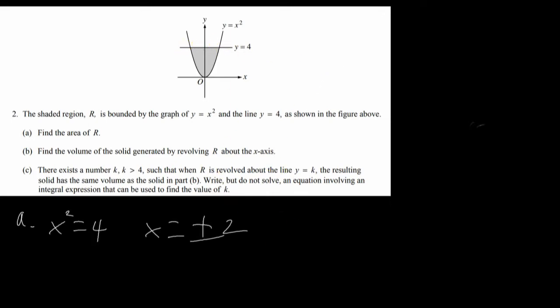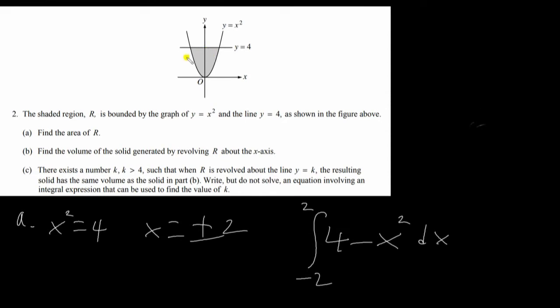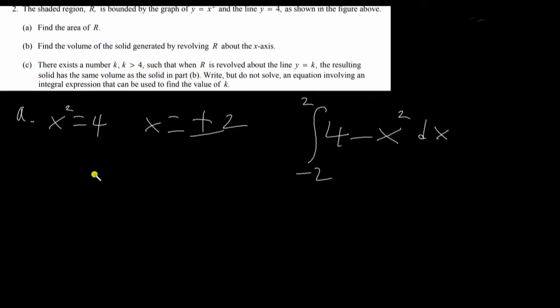And then finding area, we're going to have to integrate on the bounds negative 2 to 2 of the top curve minus the bottom curve. So let's set that up. It's going to be the integral from negative 2 to 2 of the top curve, y equals 4, minus the bottom curve, y equals x squared, and this is dx. And a little trick you can do, since the function is the same on both sides here, we can rewrite this as 2 times the integral from 0 to 2 of 4 minus x squared dx. And that just makes the calculations easier because 0 is one of the bounds.